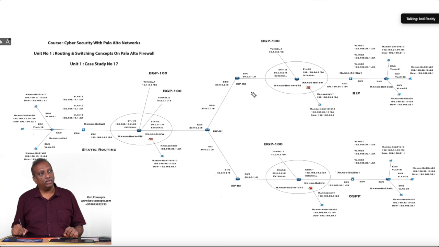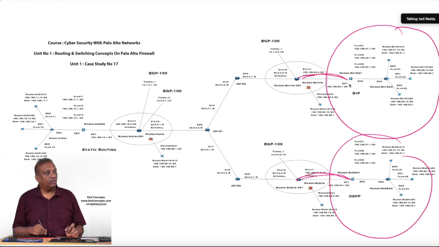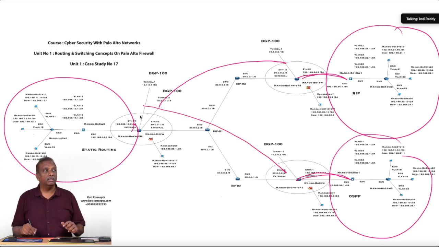Here you have a RIP protocol. Here you have an OSPF routing protocol between the firewall and the layer 3 switch. Between the firewall and the layer 3 switch, here we have what? RIP protocol, right? But here again we have what? Static routing. And on the tunnel we have what? BGP routing protocol. BGP routing protocol, right?